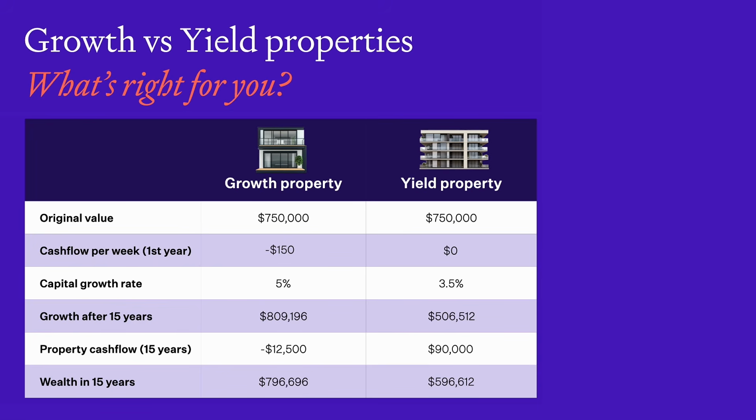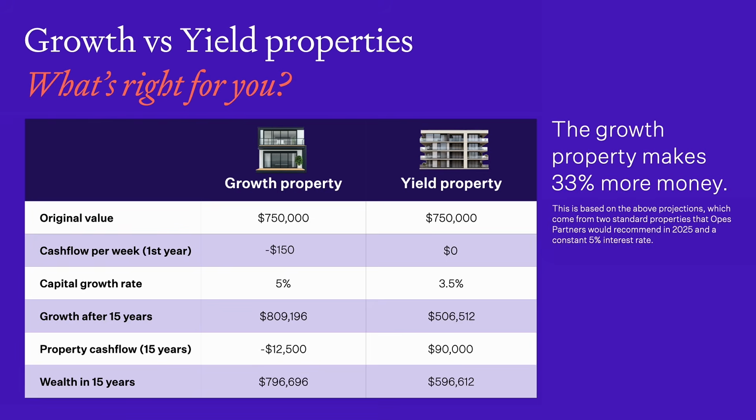And after 15 years, the property could have gone up in value by just over $500,000, and you might have earned about $90,000 in cash flow. So all up, your return is around that $600,000 mark. Now, that's great, but in this example, the growth property makes about a third more money.